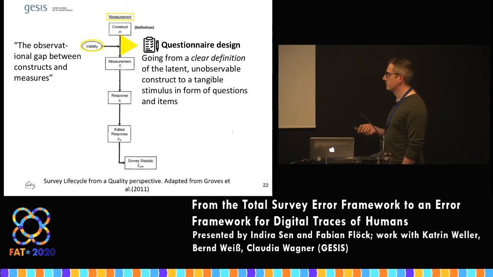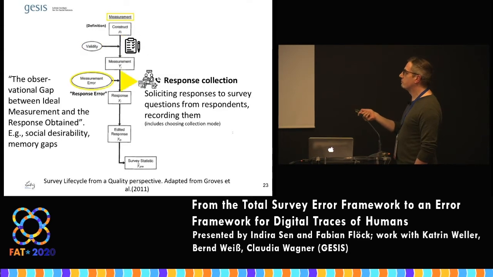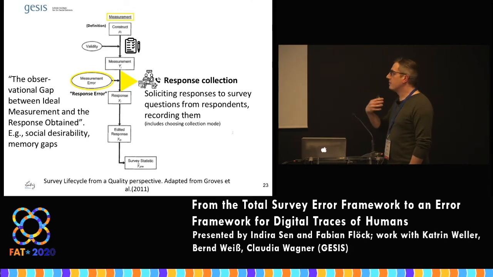Then secondly, you go into the field, you choose a collection mode, like calling people, and then you have the problem that on the telephone, for example, people would not be as honest as they would be in face-to-face contact. So you would ask them, how often do you eat chocolate? And they would lie because they think that that's unhealthy. So there's social desirability in here.